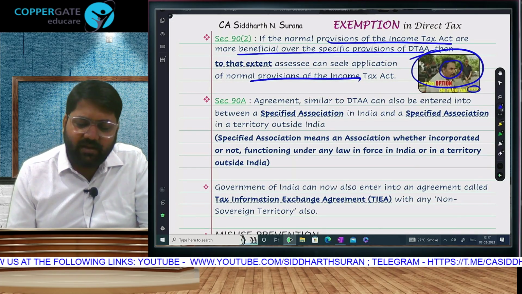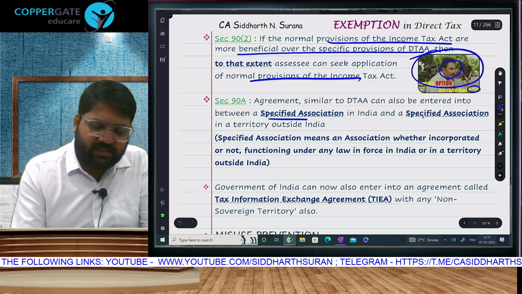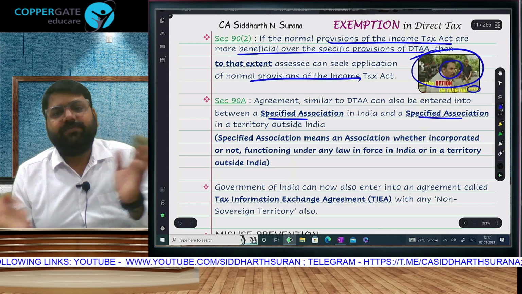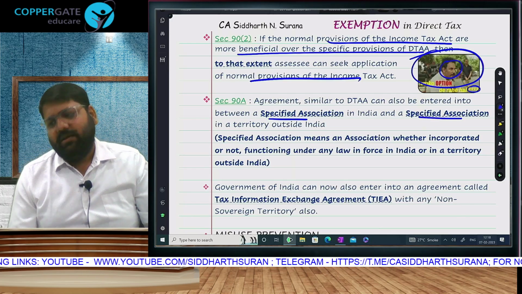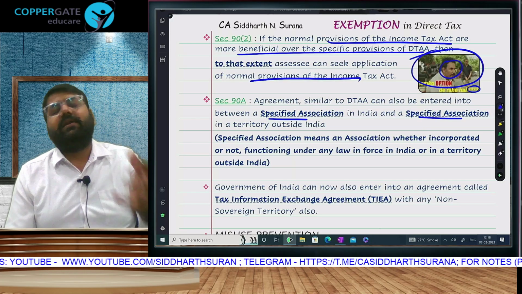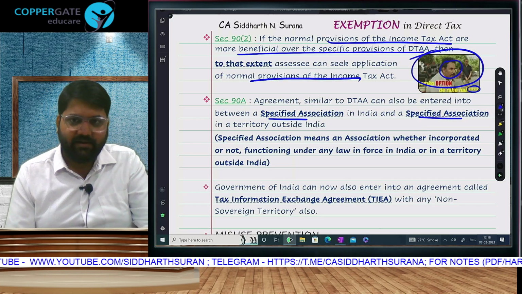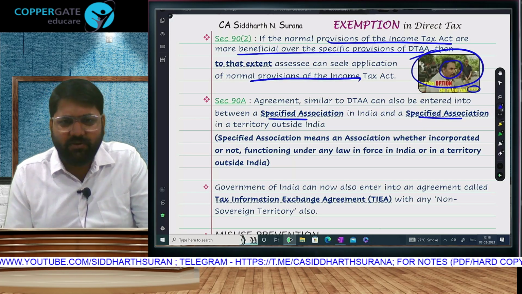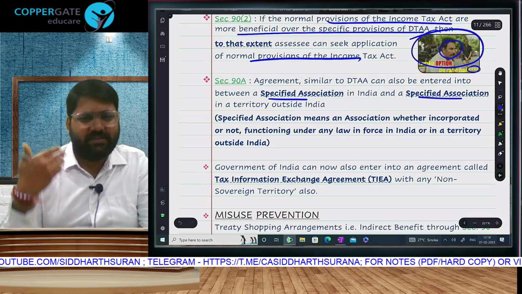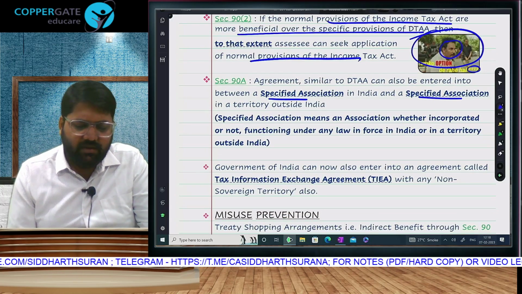Okay. A similar agreement to DTAA can be entered into by a specified association in India and a specified association outside India. Like ICAI can have an agreement with AICPA, something like that. American Institute of Certified Public Accountants or UK CMA Institute or anything like that.